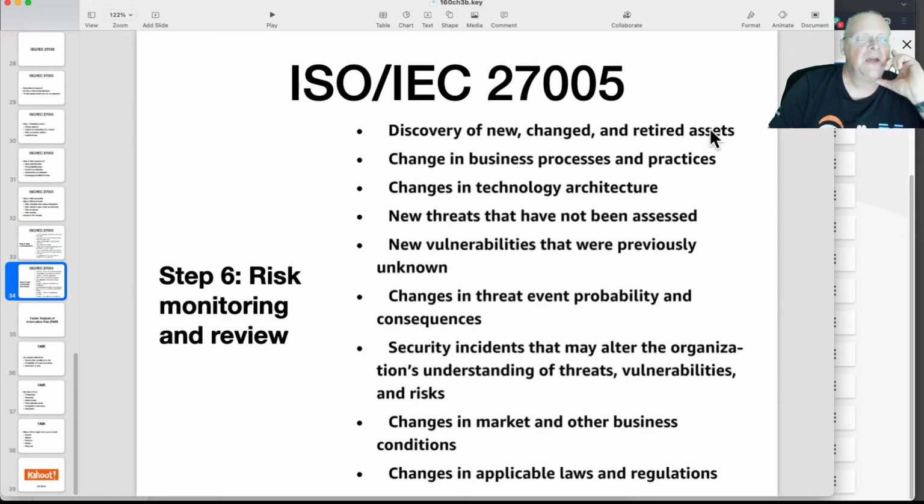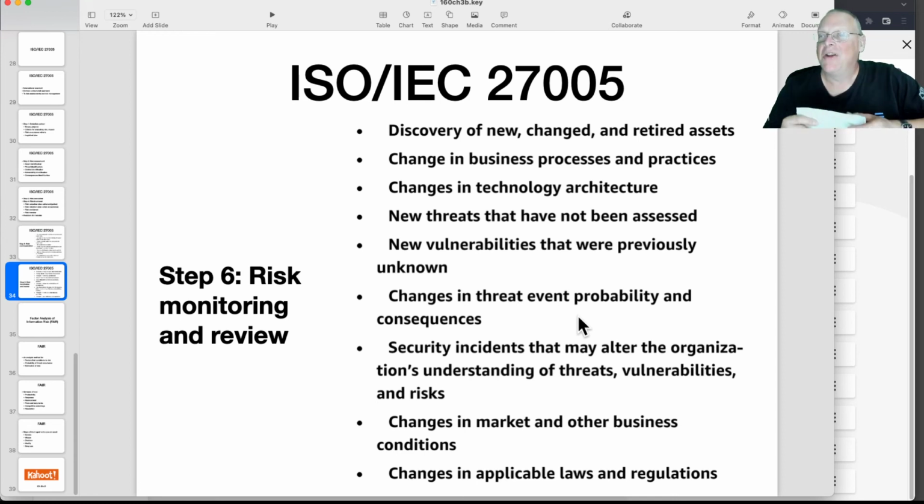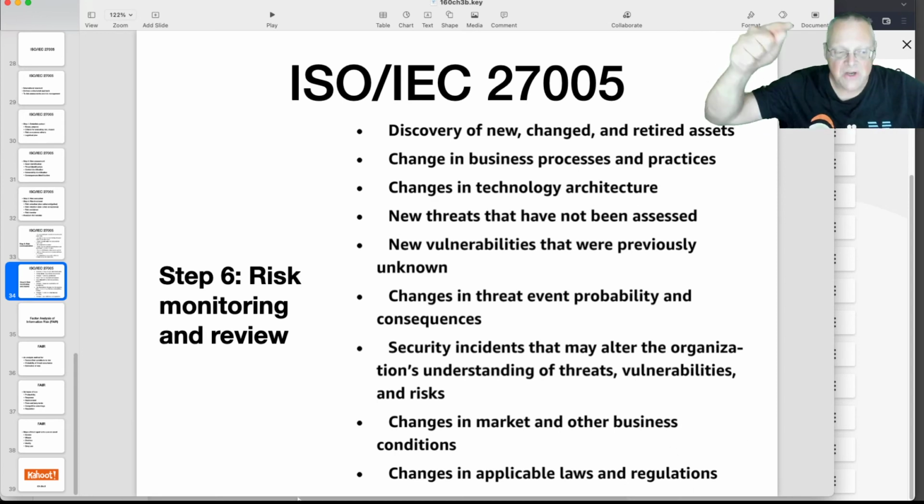Anyway, so then you discover your assets and your changes in business practices and technology architecture and new threats. That's why you have to have this cycle, because everything keeps changing. New vulnerabilities, external factors change the probability of consequences. Like this week, suddenly an attack from Russia became much more likely than it was last week. And your security incidents may alter your organization's maturity level and so on. All these things are changing all the time, which is why you need this closed loop.